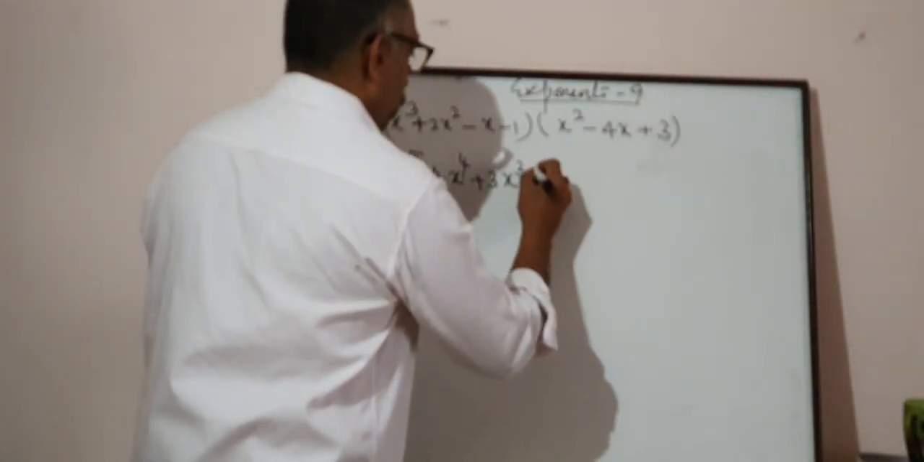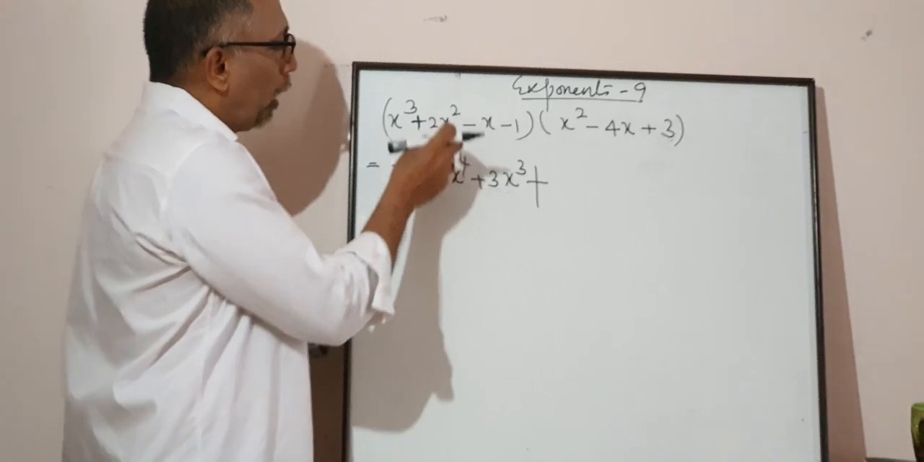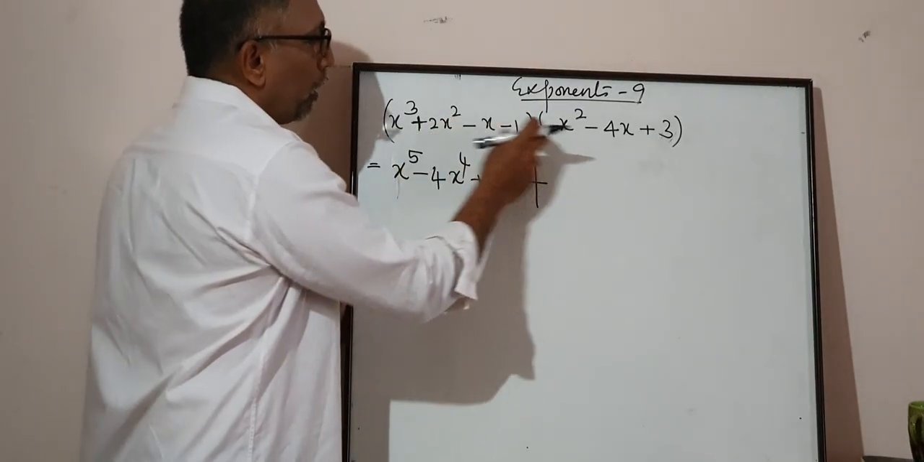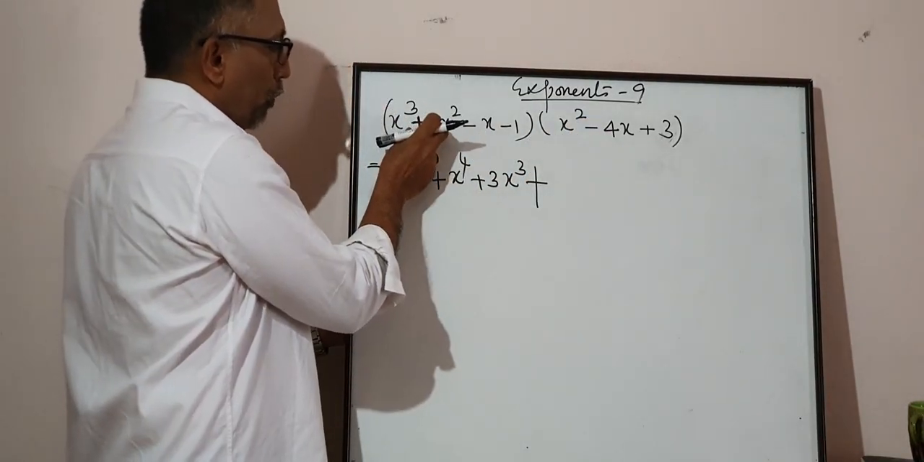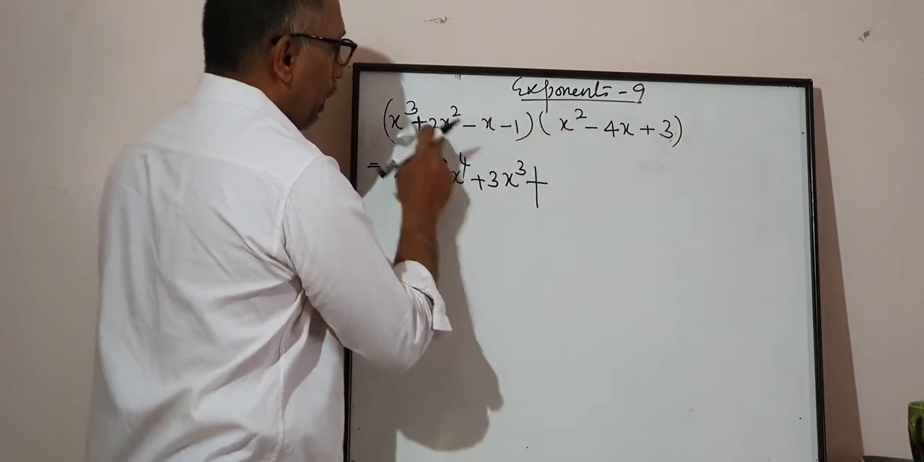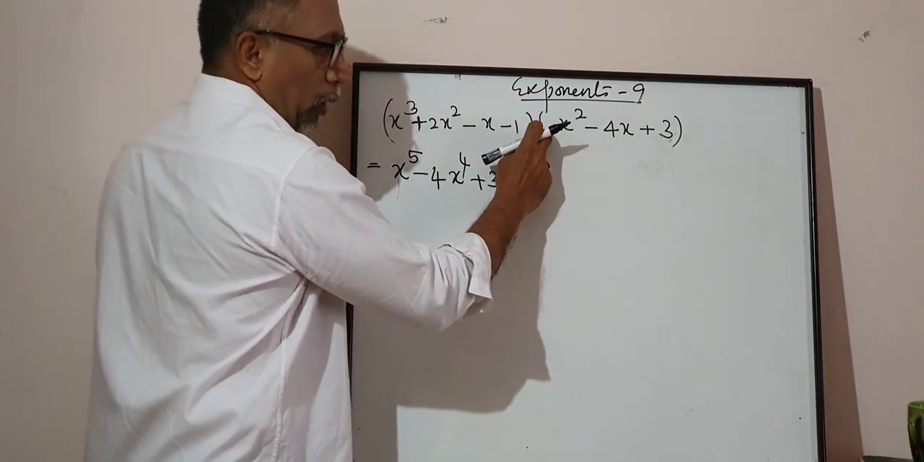So, quick one. Let's do the positive 2x square with x square. So positive 2, positive 1. What is that one?